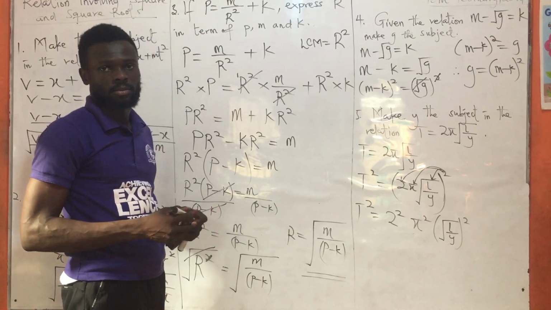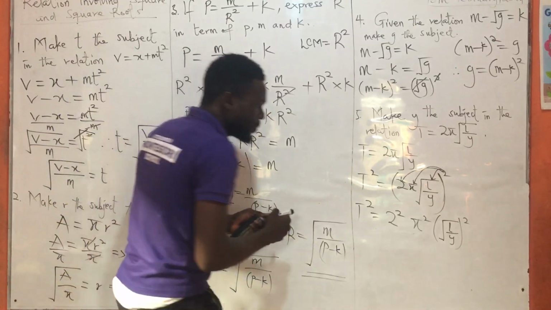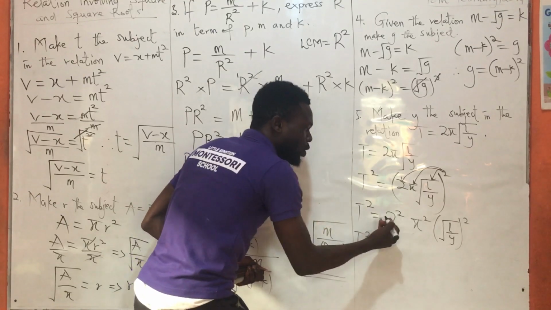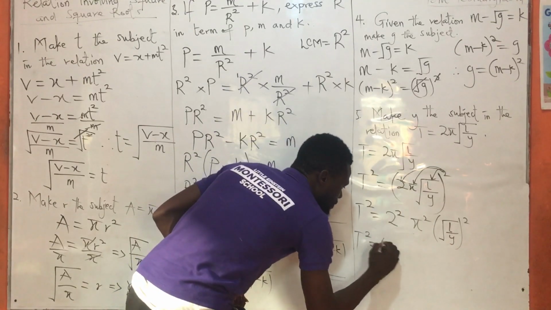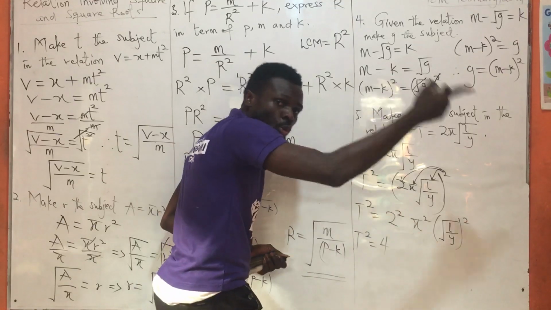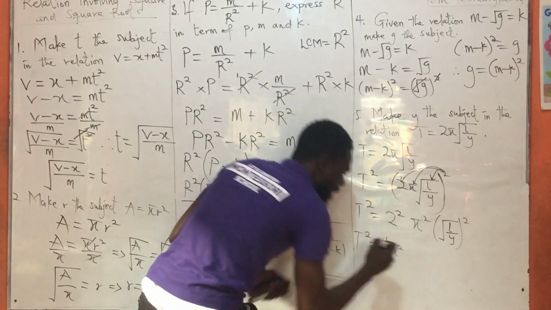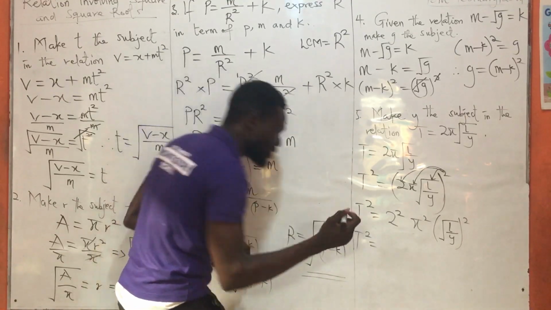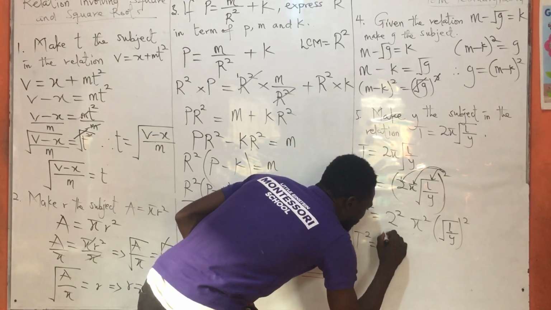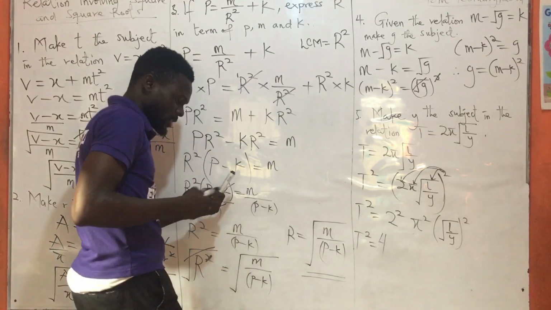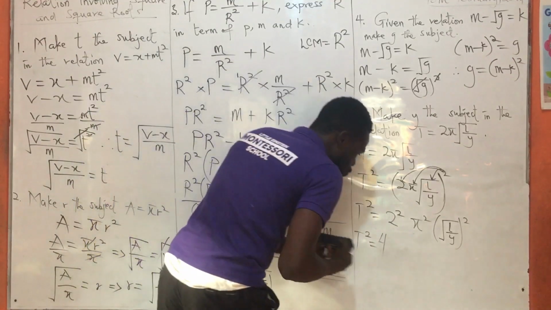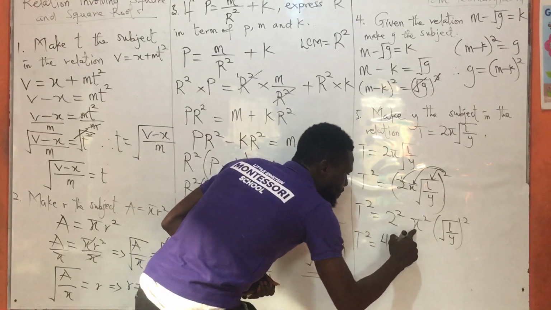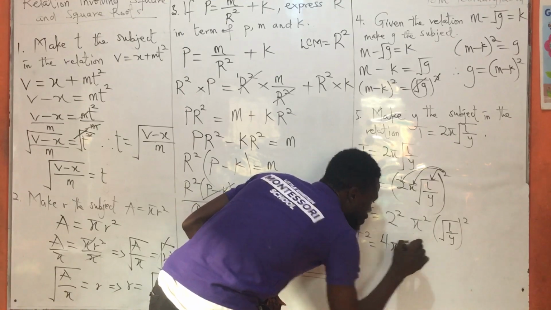Okay, so here we have t raised to the power 2 is equal to 2 squared is 4. Pi squared is pi squared, because pi times pi is pi squared. So 2 squared is 4, and pi squared is also pi squared.